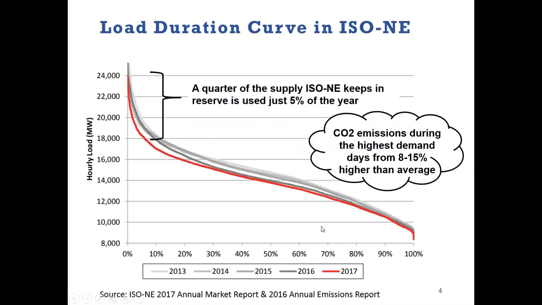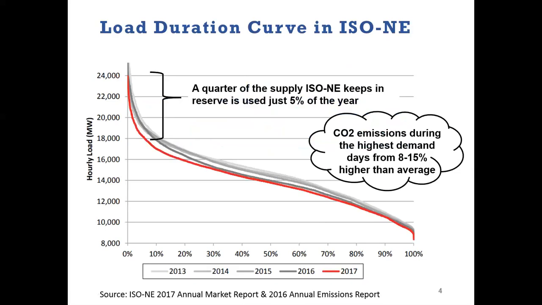So for background on the capacity charges, this is a graph from ISO New England, and it shows on the vertical axis the demand on the grid, and on the horizontal axis the percentage of time that we're using that demand. Essentially it's showing that a quarter of the supply that we have on the grid is only used 5% of the year. And that is a problem for a few different reasons.